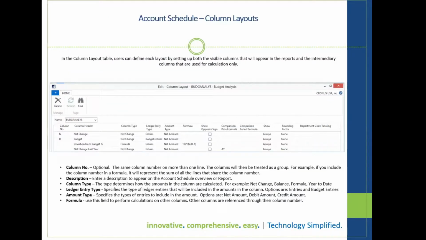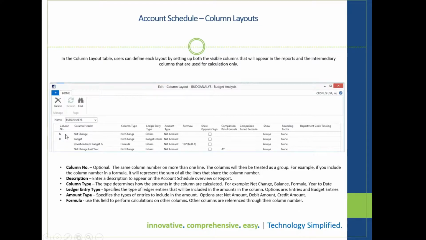Okay, so now on my column layouts, the look and feel of the screen is very similar to my row layouts. The very first row that I define here is going to be my leftmost column. Then anything that's underneath here, all the columns are going to be defined out on the right-hand side of any of my account schedules.